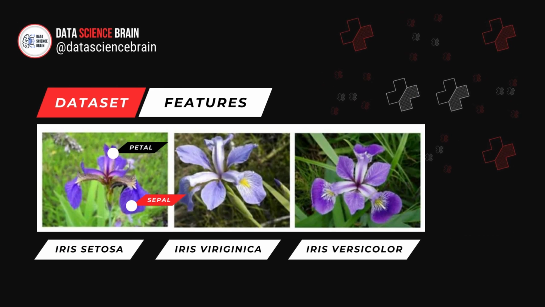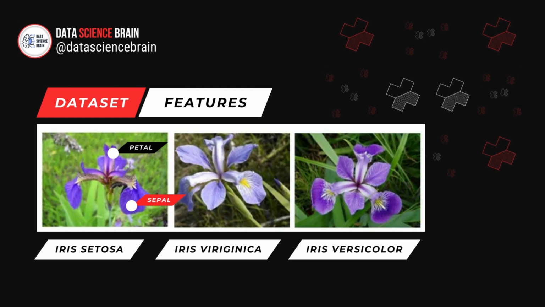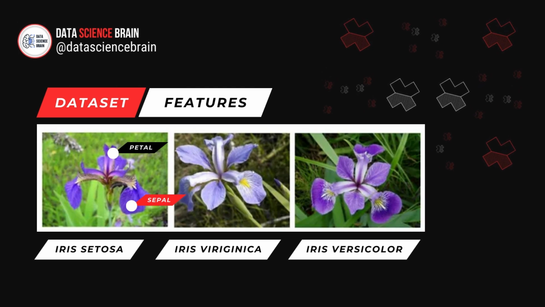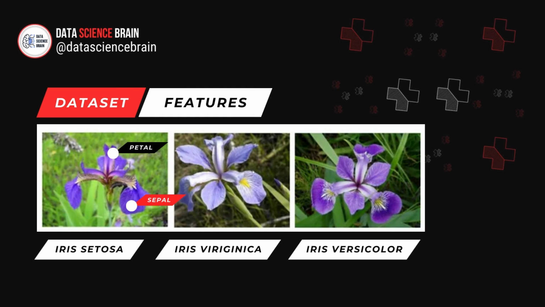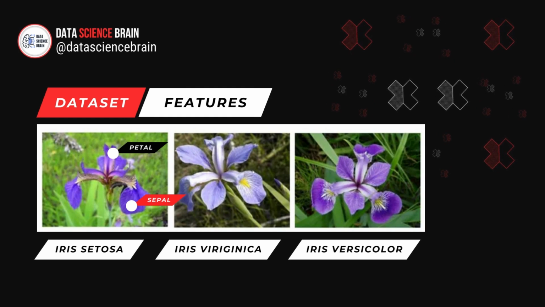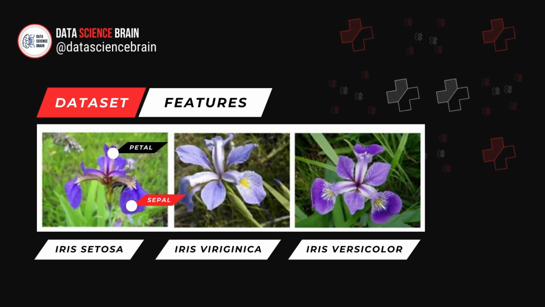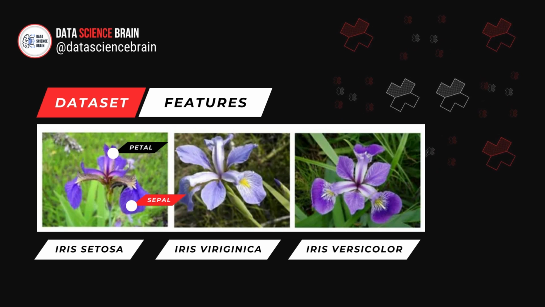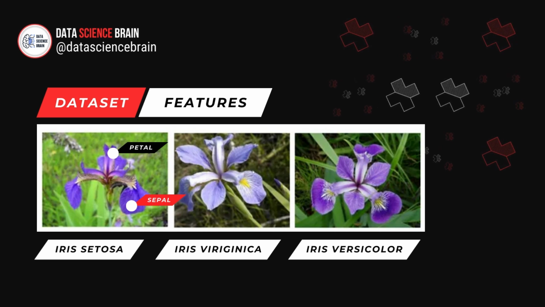The iris dataset consists of measurements of 4 features of the iris flower: sepal length, the length of the iris flower's sepals, sepal width, petal length, and petal width. The goal is to classify iris flowers into 3 species: Setosa, versicolor, and virginica.